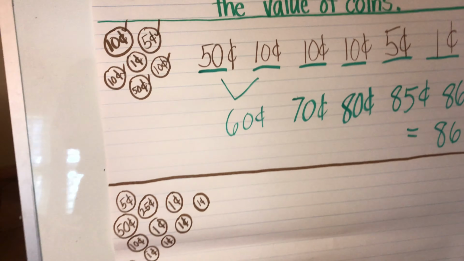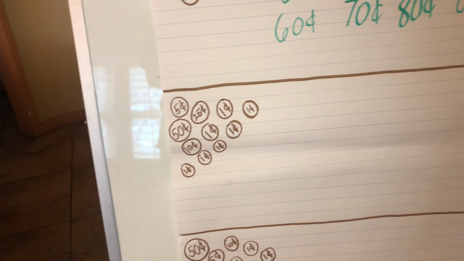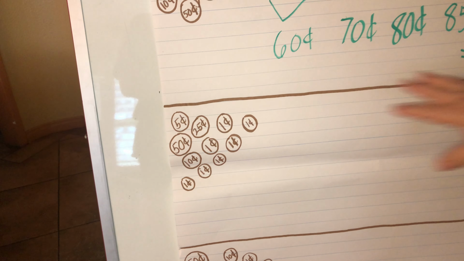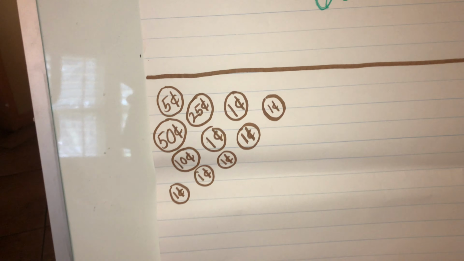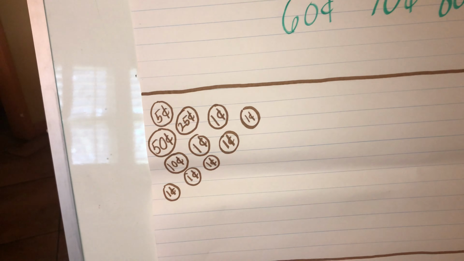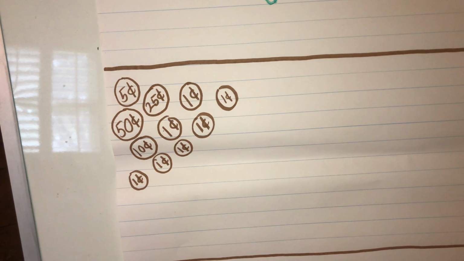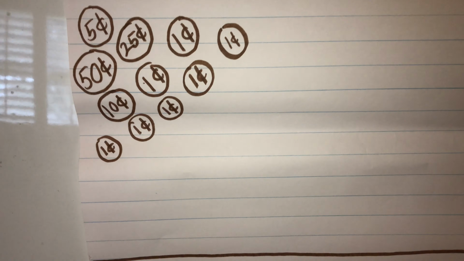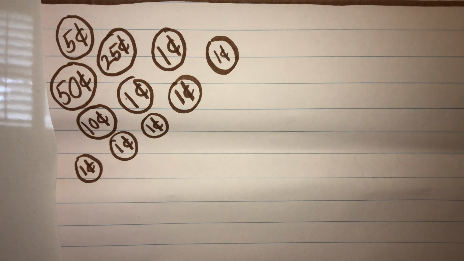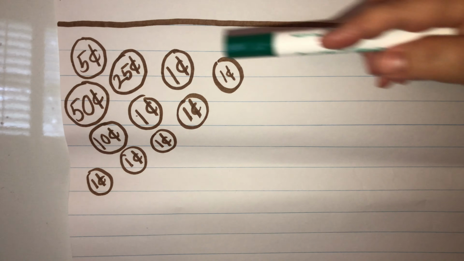Okay, let's move on to our second problem. So what should I do first? I see a group of coins. What do I need to do? I'm going to place them in order from the greatest value to the least value. So I'm going to count how many coins I have.